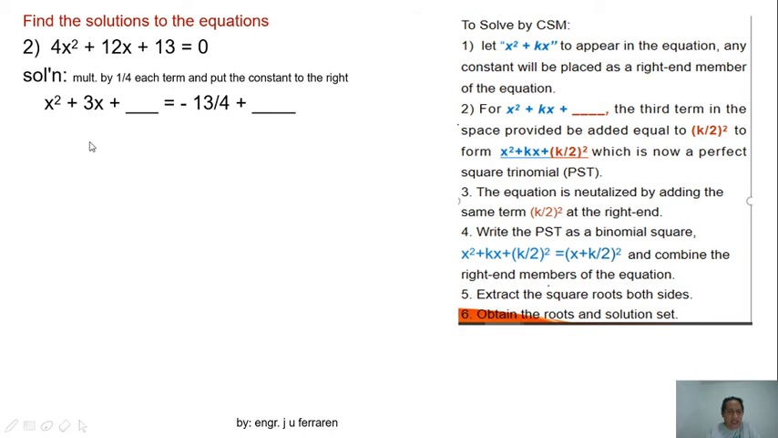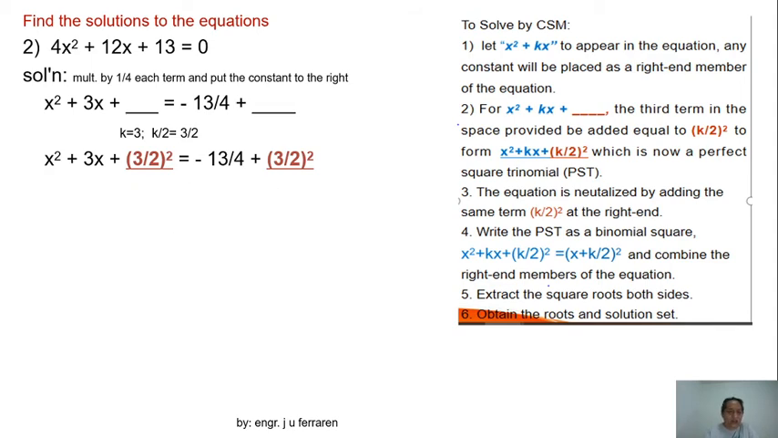By the way, what is your k? Your k is 3. The k over 2 is 3 halves, correct? My k is the coefficient of my first degree term, which is this one. So there is 3, and half of that is 3 halves. So this term will be inserted here, but it should be squared and neutralized with the same term being added at the left. As an effect, we have 3 halves squared placed at left. Then it can also be placed at the right to maintain equality.